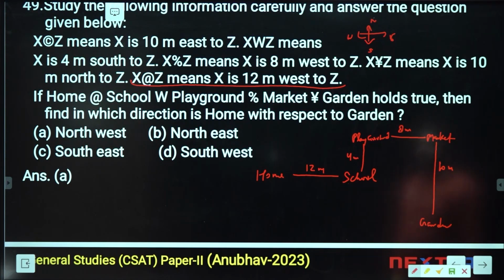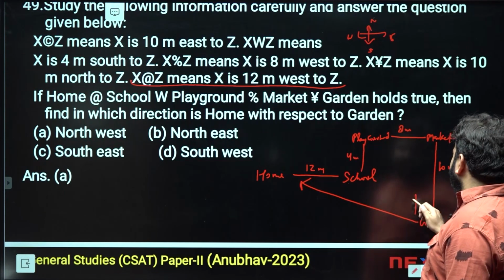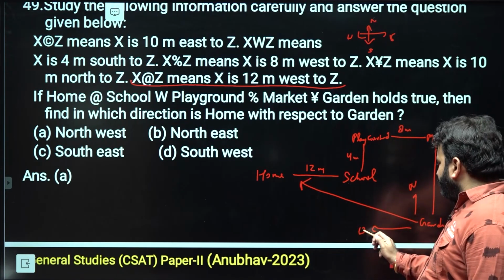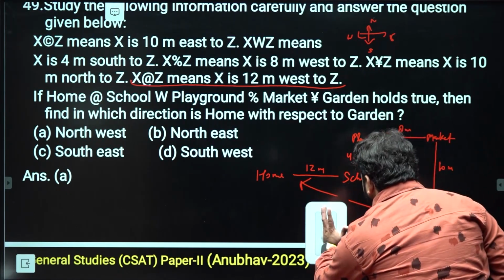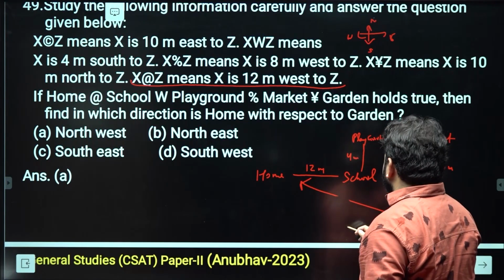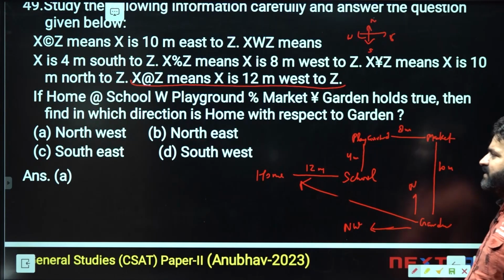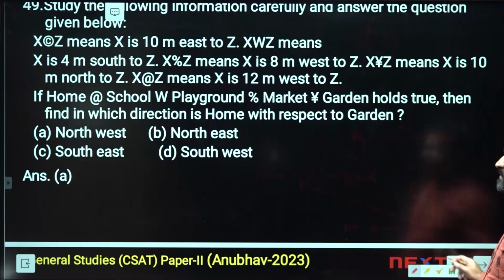So you have to find out which direction is home with respect to garden. In which direction is home with respect to garden? We have taken this one as north, this one as west, so it becomes north west. North west. This is an easy question. Just read the question properly and you can solve it.